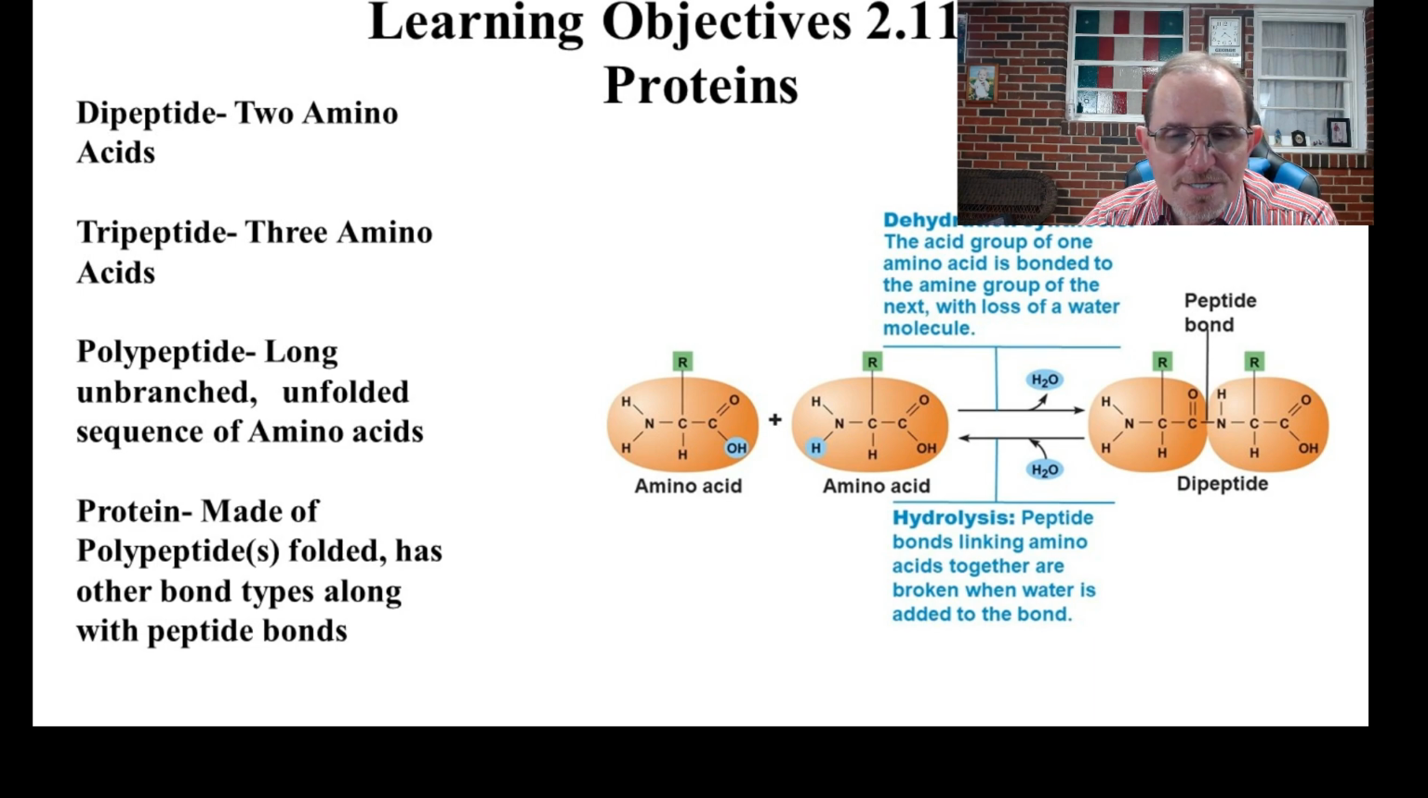But anyway, you can see, like I was talking about, there's the OH from the carboxyl, and one of the hydrogens from the amino. We remove that with dehydration synthesis. That nitrogen and that carbon bond together, and you can see it right there. And that's how we bond all these guys together to make our proteins. How do we break them apart? Hydrolysis. Same thing, guys. Same exact thing.